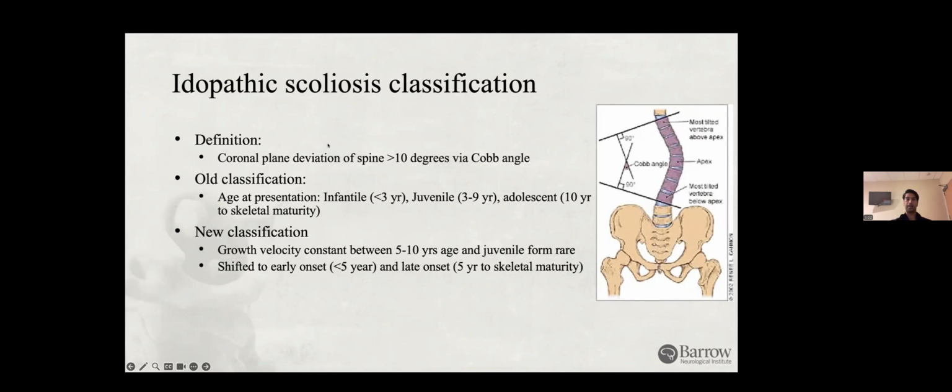So really, people have started to think of it as, is it early onset, which means it's less than 5 years old, or is it late onset, so between 5 and skeletal maturity. The rate of growth of the spine is particularly rapid during these early years. So that's really what we care about.